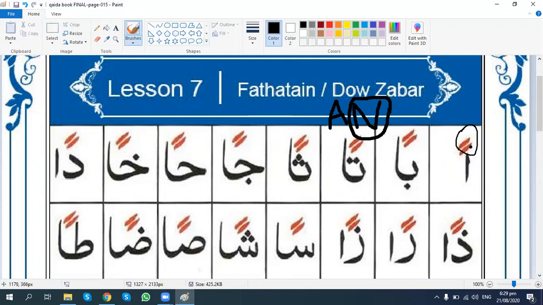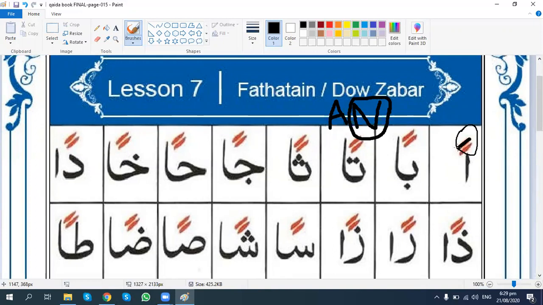So that second line denotes the sound of noon. Whenever we are reading, if there is a double fatha, we pronounce the sound of fatha, but we also add the sound of noon, because that is hidden in tanween. We don't use the word tanween here, as we don't use the movement sign on the first lesson.